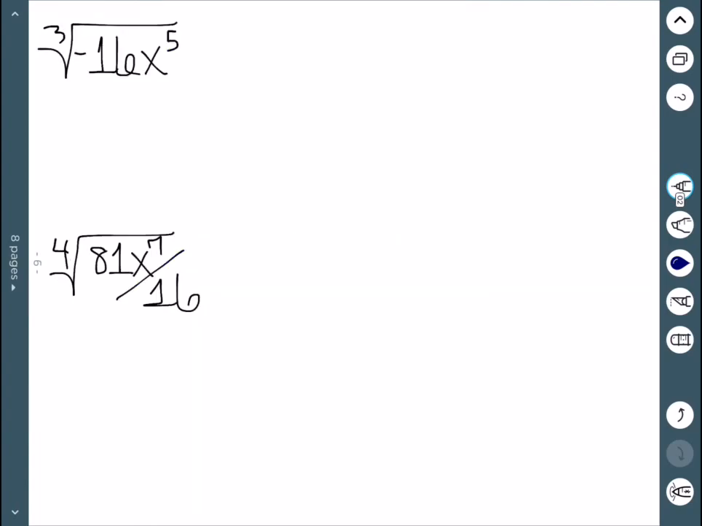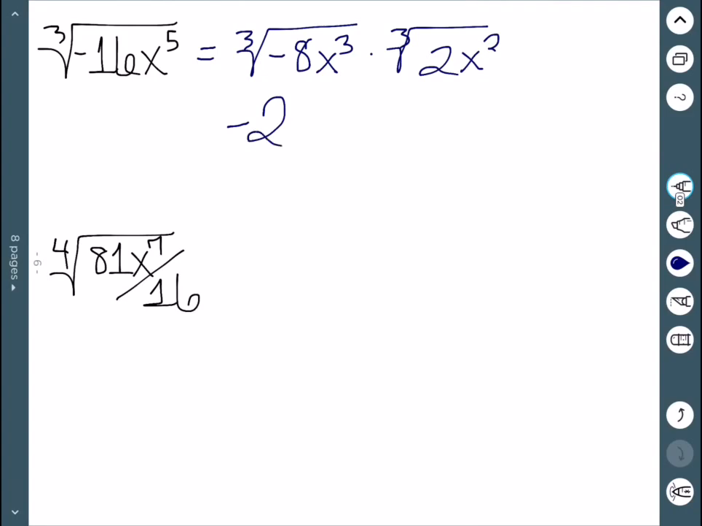A few more examples. This one seems a little bit trickier to break up, but we're going to break it up as the cube root of -8x cubed times the cube root of 2x squared. We can see that -8 times 2 is -16, and x cubed times x squared is x to the 5th. The cube root of -8 is -2, and the cube root of x cubed is x, since a cube root and a cube will cancel each other out. And then I have this cube root of 2x squared left.